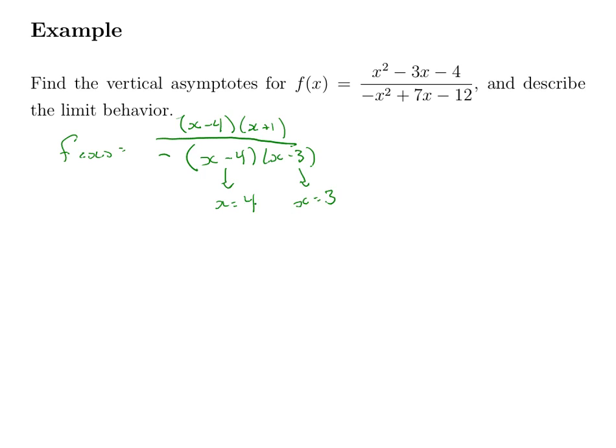The problem is if you put 4 into this function, you actually get 0 over 0. This is one where we could cancel things out. So this is not going to be one of the vertical asymptote spots that we care about, because this one would give us 0 over 0, indeterminate form, cancel things out, try it all again. You'd find out that that limit actually does exist. So here, let's just take a look at this limit.